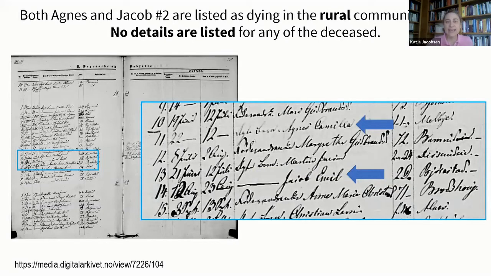So both Agnes and the second Jakob Emmel, because they died in the farm area north of the city instead of dying in the city, are listed in the church register in that rural area. And just looking at this, you can see that this does not look like the previous page. The handwriting is not as precise, it's crooked, it's incomplete. We have basically nothing listed about causes of death.